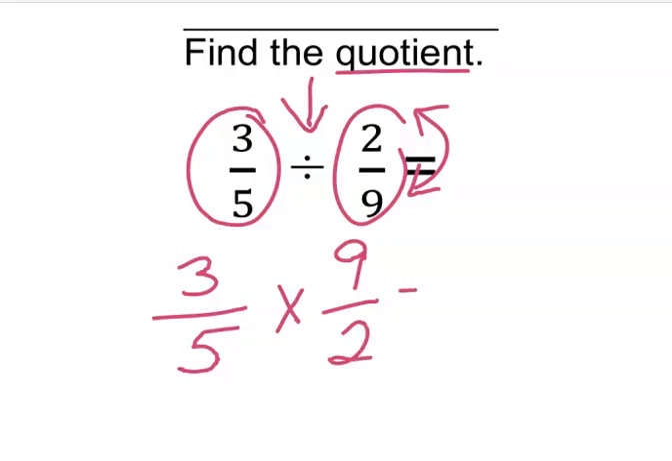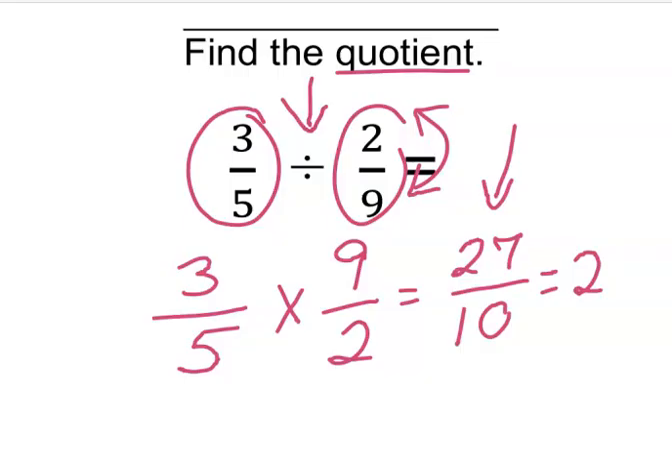Okay, at this point, we're going to do 3 times 9 and get 27. 5 times 2 and get 10. All right, how many 10s will go into 27? Well, 2 sets of 10 will do that. So if we have 2 sets of 10, that is 20. And how much is left over if you take 20 away from 27? Well, there would be 7 left over out of the 10. So that's our answer for that one. 2 7/10 is the quotient.